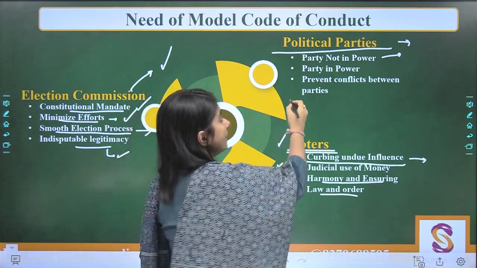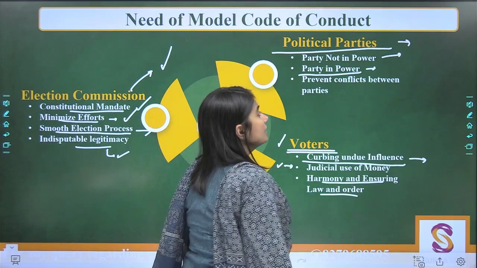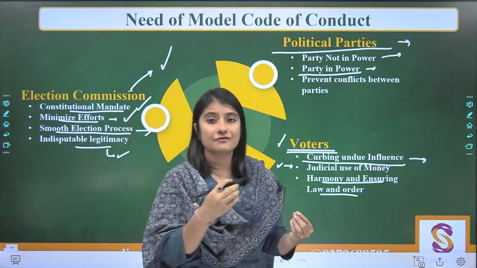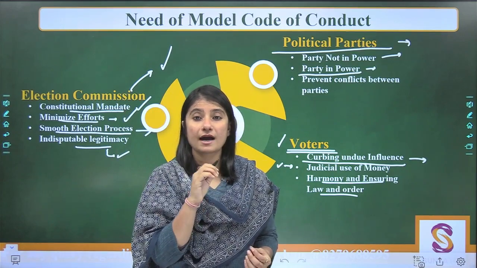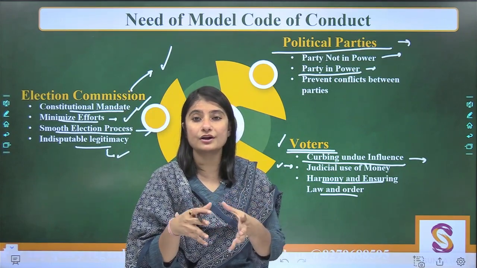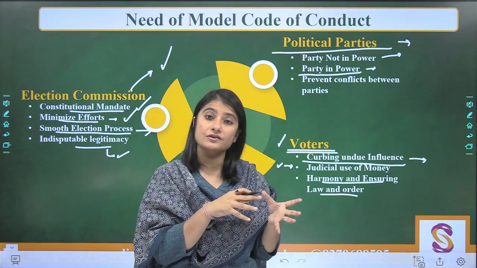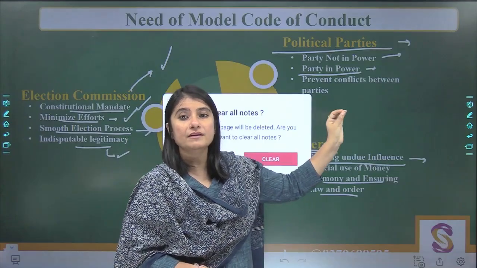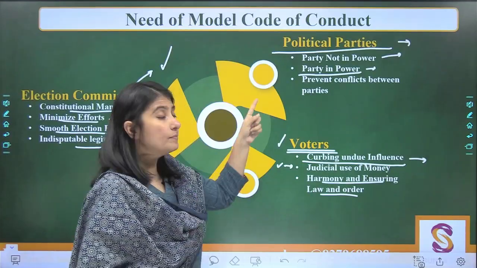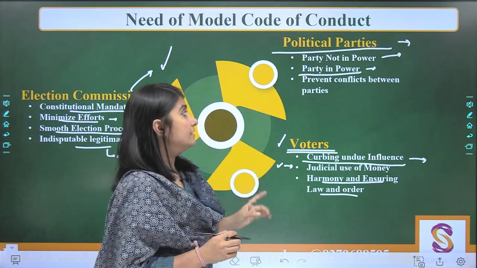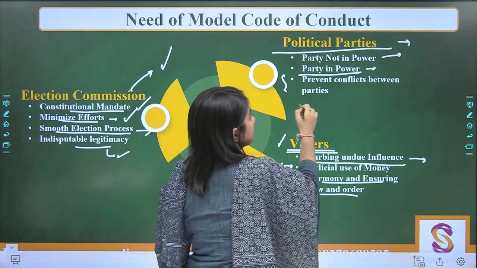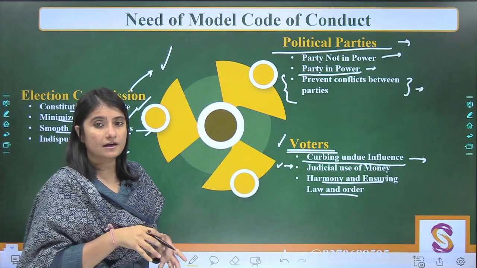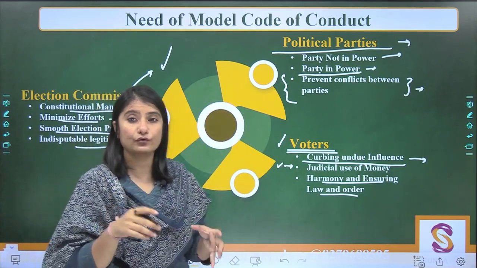Okay. Now the party in power. There are a few provisions wherein the party in power has a lot of restrictions on what it can and cannot do from the time the elections are declared. So it puts a check on the arbitrary use of government resources or power used by the political party. Prevents conflict between parties.